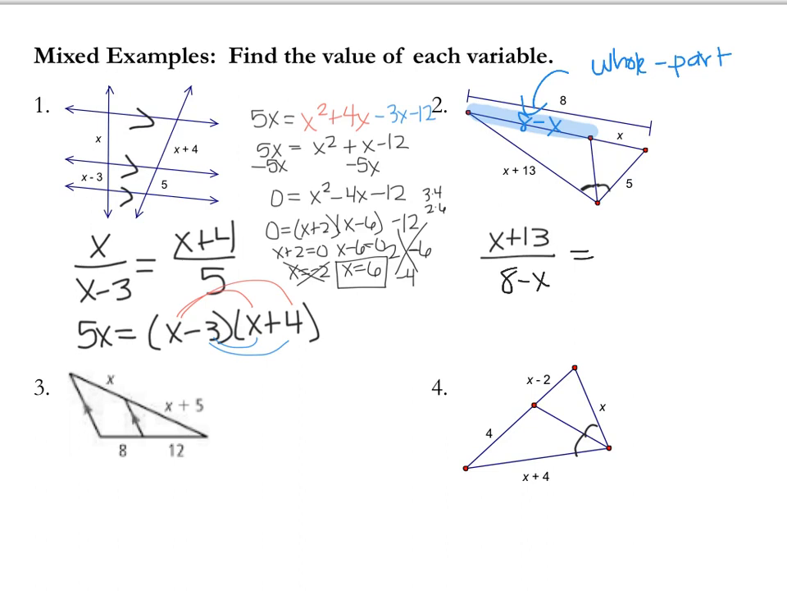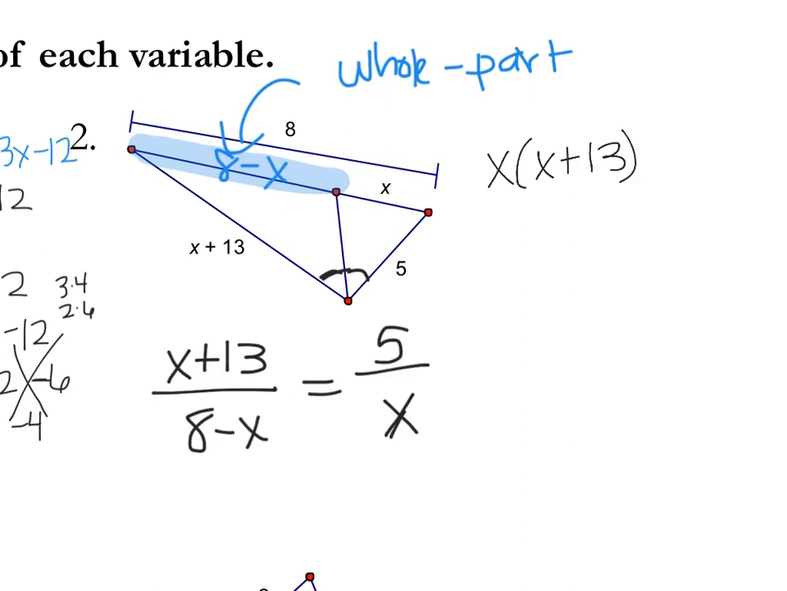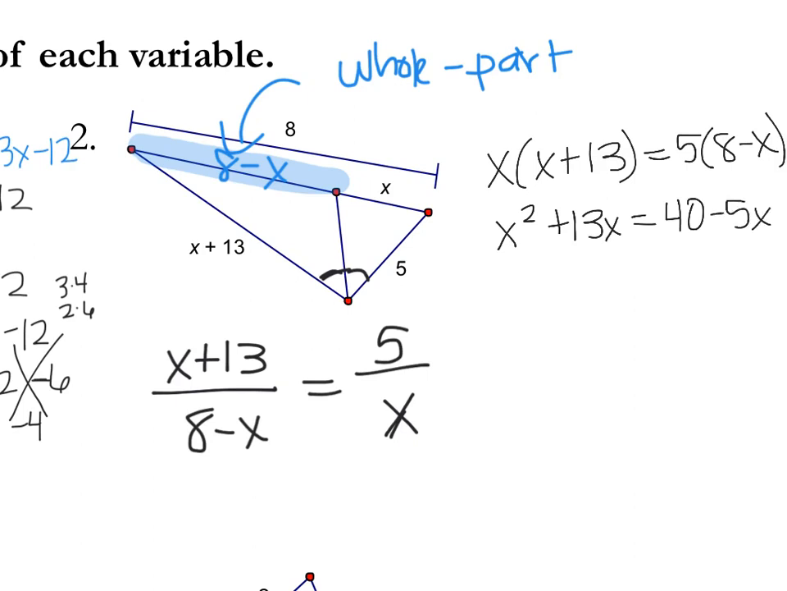And I'm going to do the same thing with the other side. Whole side is 5 over the piece next to it is x. And then I can cross multiply. That's going to be x times x plus 13 equals 5 times 8 minus x. I'm just going to carefully make sure that I FOIL this together the right way. It's going to be x squared plus 13x is equal to 40 minus 5x.